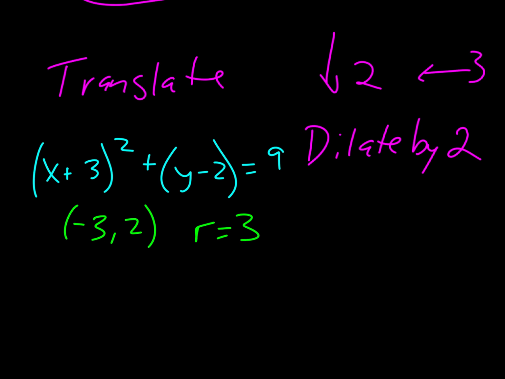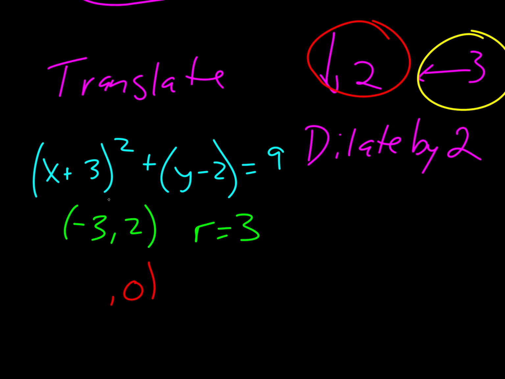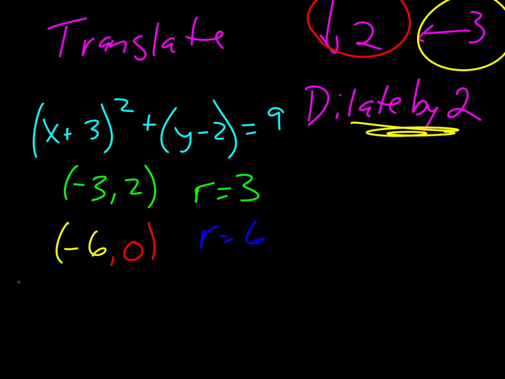Okay, now what we're going to do is we're going to move down 2, and to do that, we're going to change the y value by subtracting 2. So that becomes a 0. Then we're going to move left 3, so we're going to minus 3. So we get negative 6. And then if we dilate by 2, we multiply the radius by 2. So the new radius is 6. Final step is to write this back in this form. That should have been squared, but oh well.